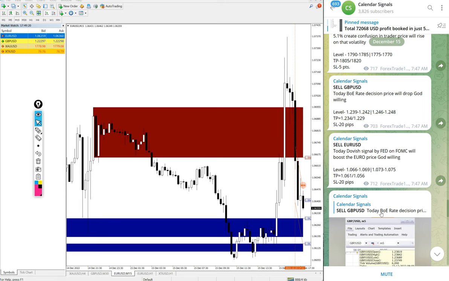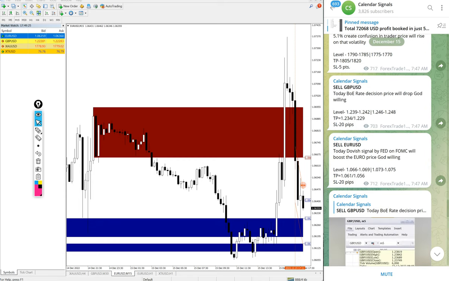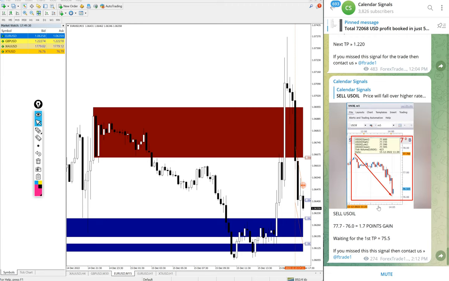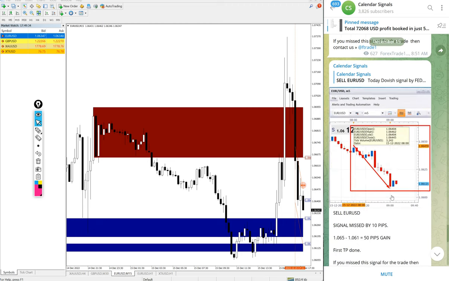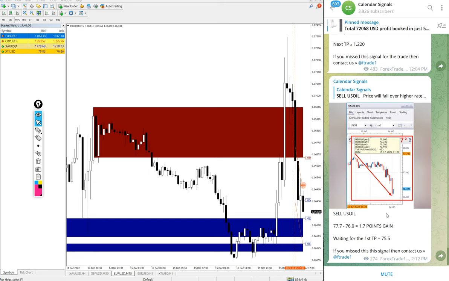So out of four signals we posted today, except gold, other three signals performed. End of the day on this channel, we will update if it is SL hit or profit, whatever. We will update it on this channel end of the day. As of now, oil performed, GBPUSD performed, and EURUSD 40 pips. And the entry also missed by 10 pips. And a small gain on EURUSD. GBPUSD and USOIL made huge profit, and gold yet to perform.